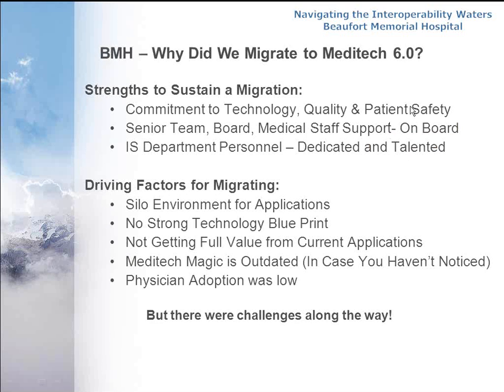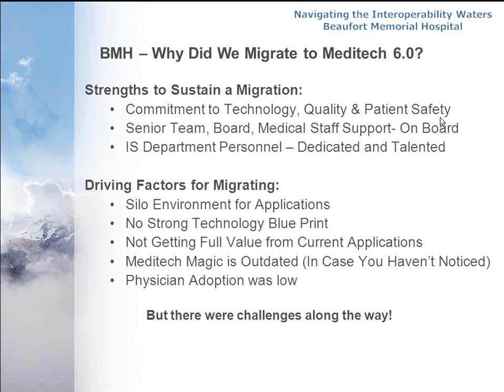So some of the things that we considered, and this isn't just a migration seminar, this is really the integration component of it that I want to talk about, but the integration was such a key component of what we did. I'd like to tell you the story of why we did the migration from Magic to 6.0. When we looked at everything about 3 years ago, having the Magic platform, knowing that we wanted to have this commitment to quality and patient safety, and like all hospitals, had been using technology but still on kind of an outdated platform, we had a lot of strengths.